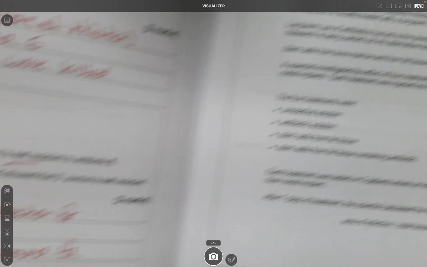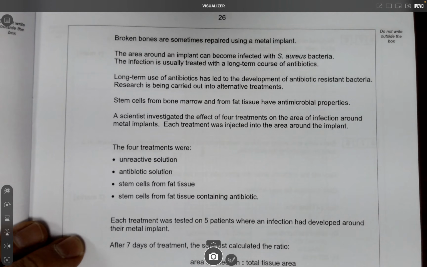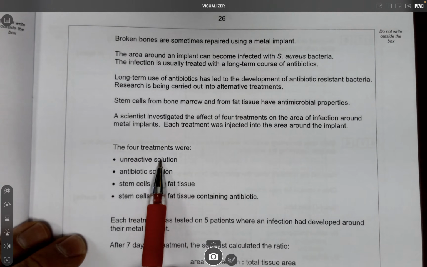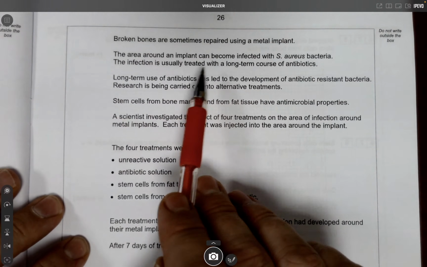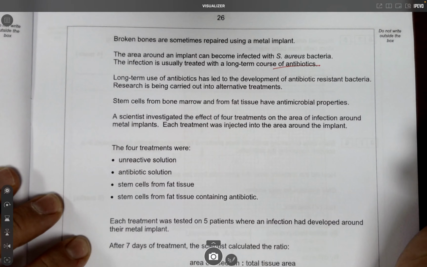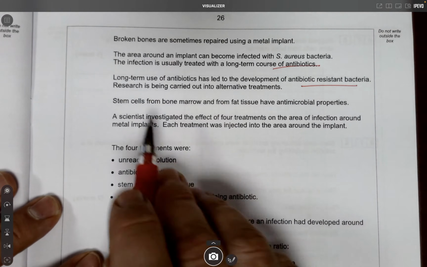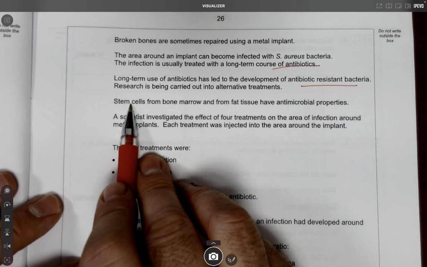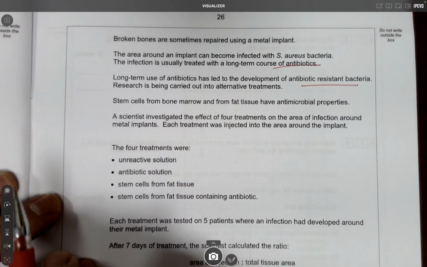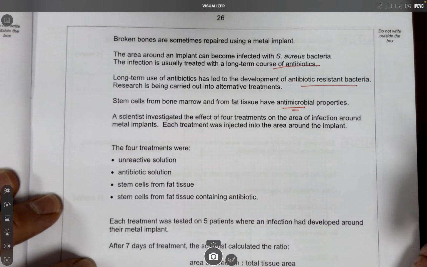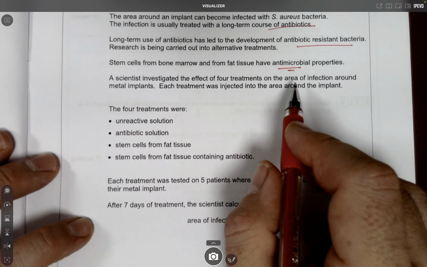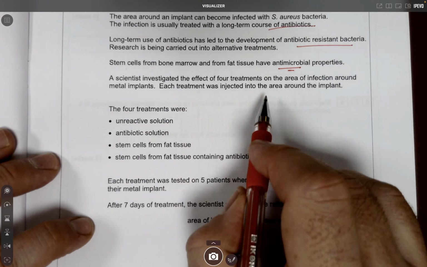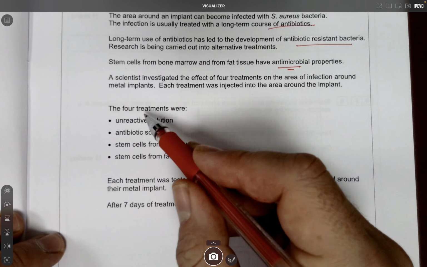Moving on to 7.4, so we have some information about an experiment. So we've got 4 treatments. Broken bones are sometimes repaired using a metal implant. This can be infected and it's treated with long-term antibiotics. This has led to antibiotic resistance in some bacteria, so we're looking at alternative treatments. They suggest that you could use stem cells, which are undifferentiated cells from either bone marrow or fat tissue that have antimicrobial properties that destroy bacteria. So they investigated 4 treatments on an area of infection, and each treatment was injected into the area around the implant. So you've got 4 different treatments here.